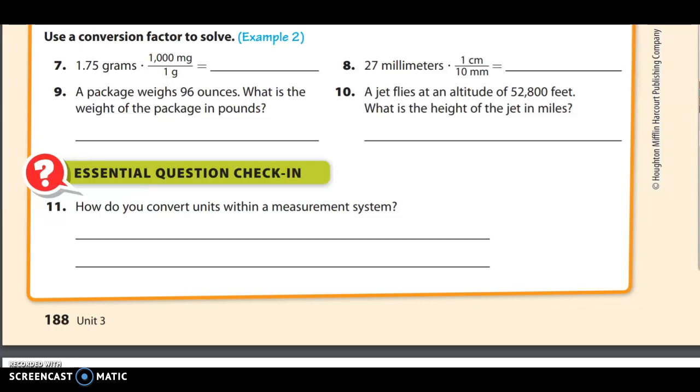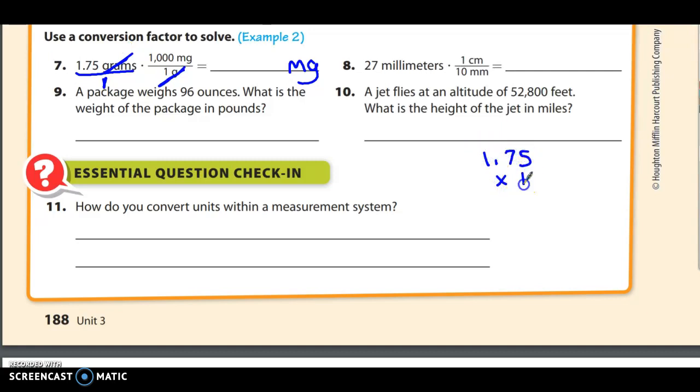So number 7, they pretty much set it all up for us. They wrote 1.75 grams times 1,000 milligrams per gram. And remember what we did earlier is that we make this over 1, and then we cross-simplify the units. Grams and grams cancel. And the only unit that's left is milligrams, so I'm going to put milligrams here. I could do that on the other one too in just a minute. So now I've got 1.75 times 1,000 over 1 times 1. So the math here is 1.75 times 1,000. I'm going to do that down here.